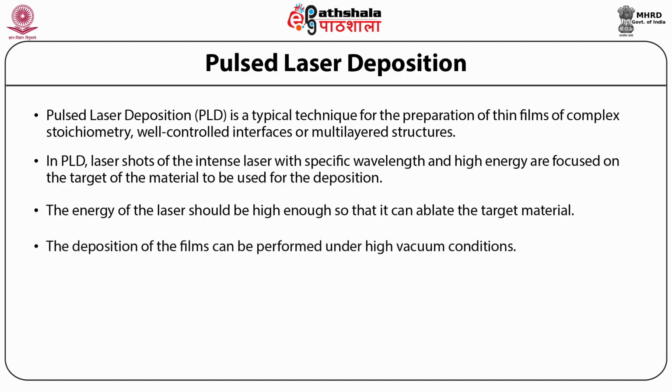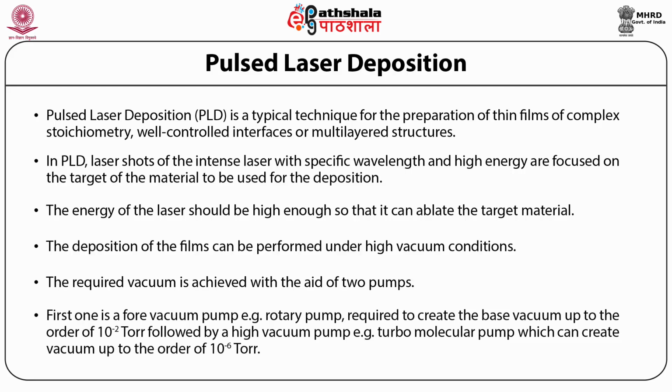The deposition of the films can be performed under high vacuum conditions. The required vacuum is achieved with the aid of two pumps. The first one is a fore vacuum pump, that is the rotary pump, required to create the base vacuum up to the order of 10 to the power minus 2 torr, followed by a high vacuum pump, that is the turbomolecular pump, which can create vacuum up to the order of 10 to the power minus 6 torr.